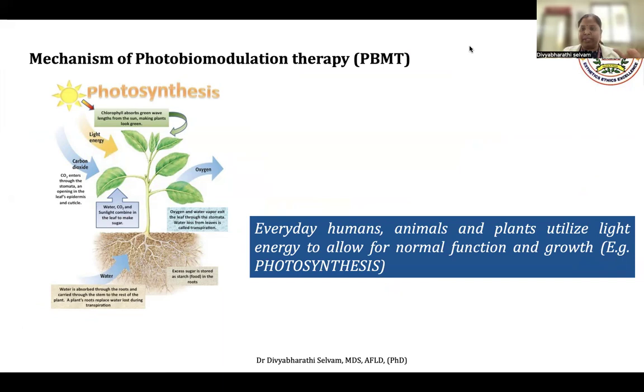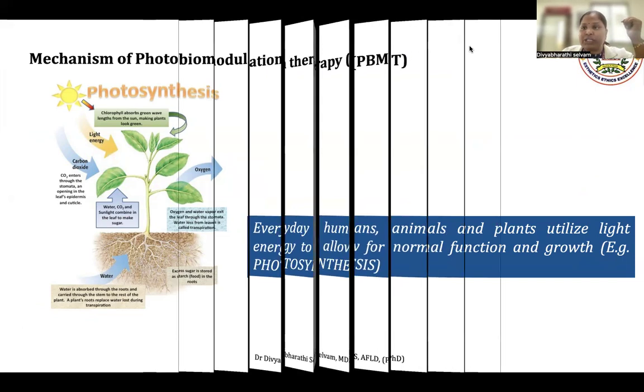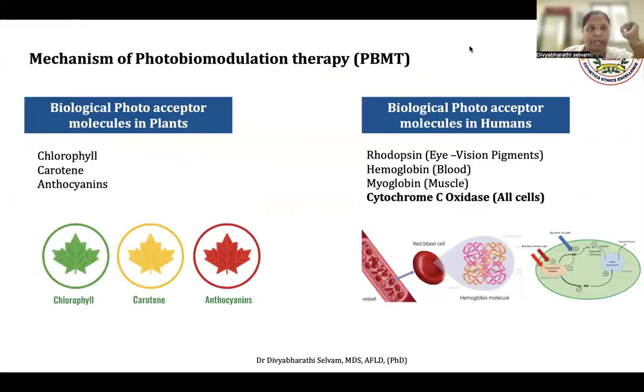So every day humans, animals and plants utilize the energy which has been absorbed from sunlight for normal function and growth. One of the few examples is the photosynthesis process, which we observe on a day-to-day basis. In the same way, there are certain biological photoacceptor molecules present in our body, such as rhodopsin, which is present in the eye as a vision pigment.